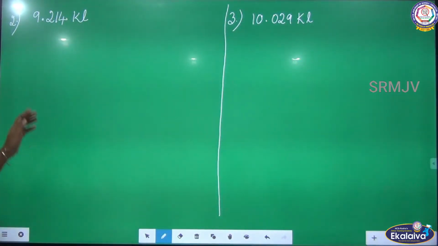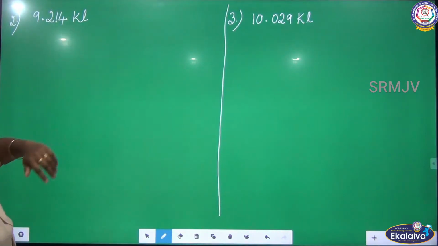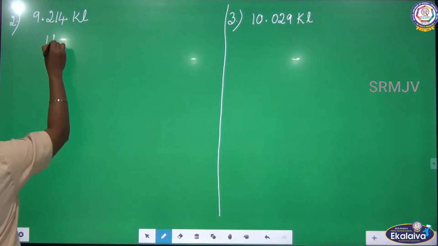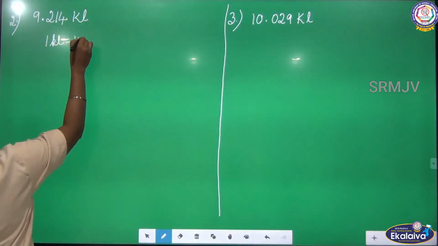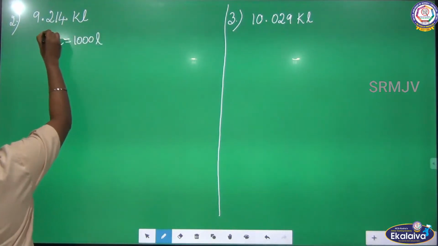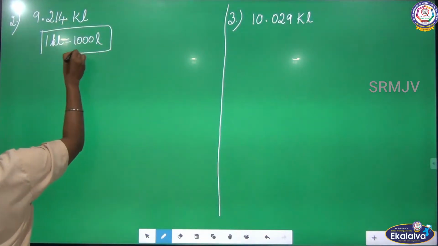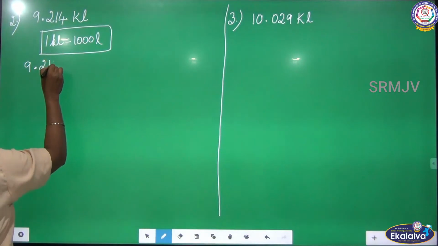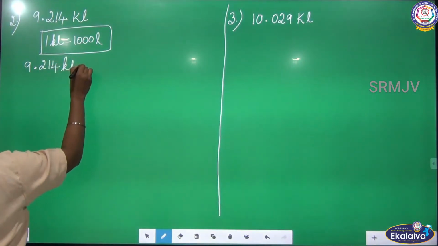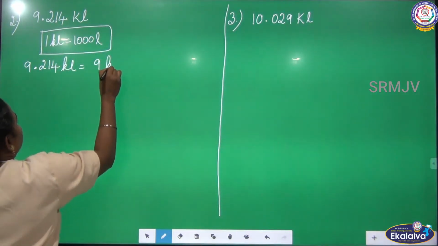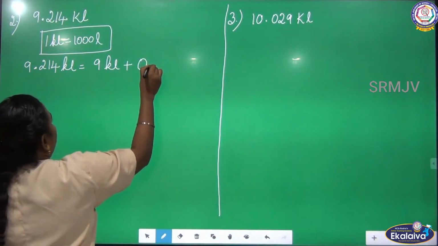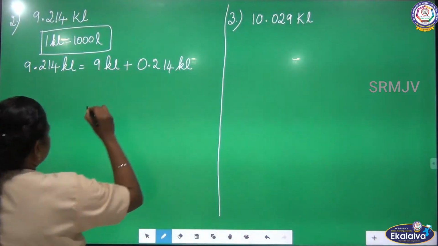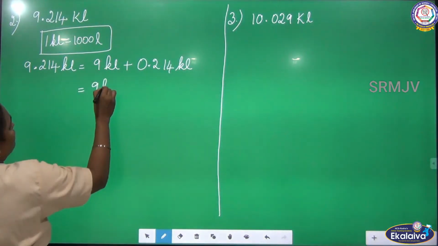Next one, same, we are going to convert kiloliter into liter. So they have given in the decimal form. First we will write 1 kiloliter equal to 1000 liter. So 9.214 kiloliter equal to 9 kiloliter plus 0.214 kiloliter.